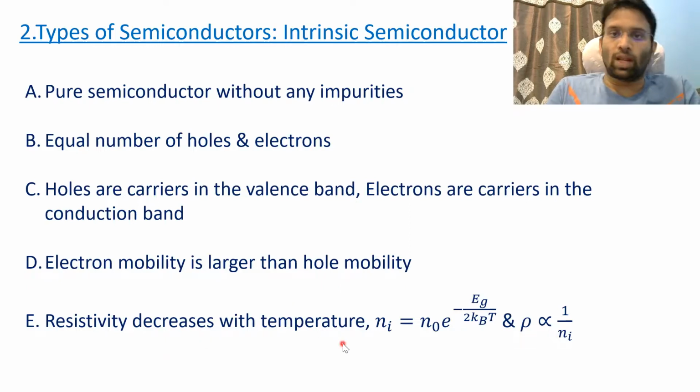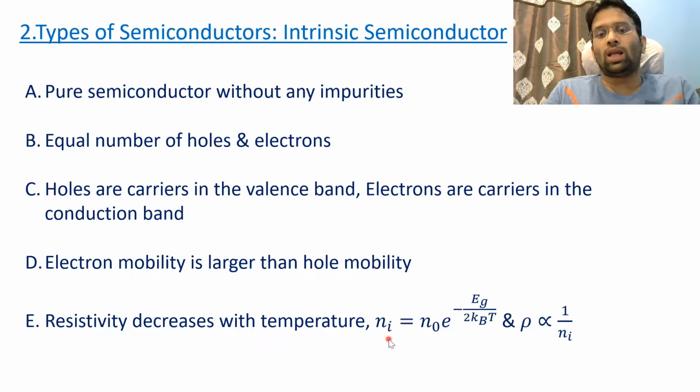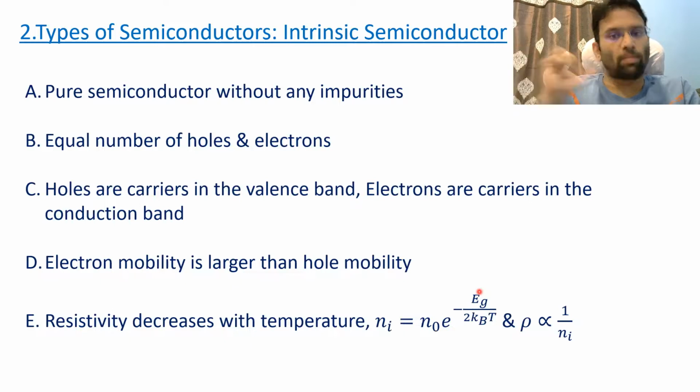Now, lastly, one very important thing is that the number of intrinsic carriers depends on temperature. Please have a good look at this formula. Ni equals N naught, some reference number which depends on the material, times exponential to the power of minus the energy gap, which is less than 3 electron volt and is fixed for a particular semiconductor, as you very well know, 1.2 electron volts for silicon, divided by 2 times the Boltzmann constant kB times the temperature.